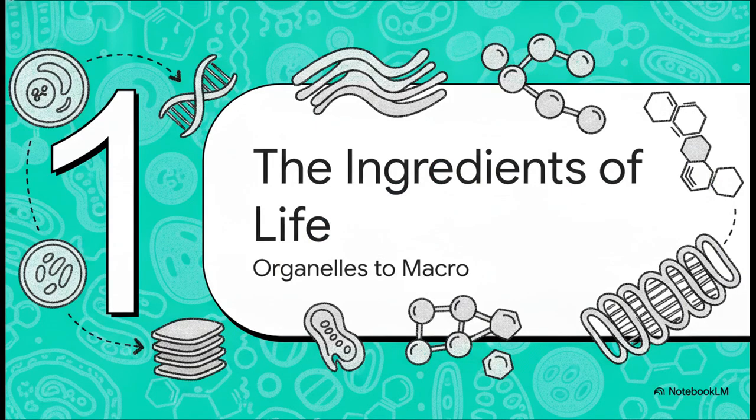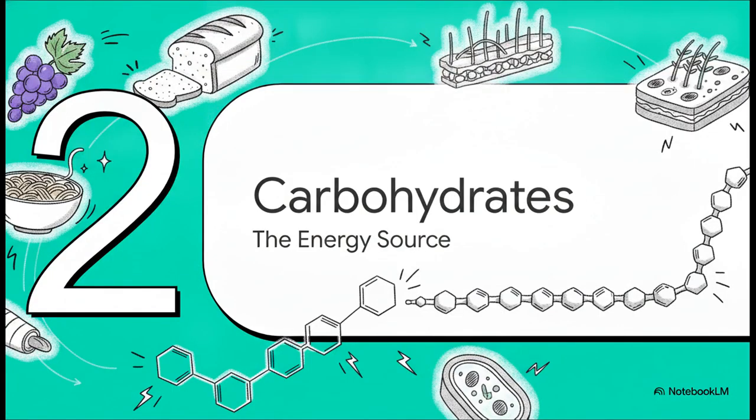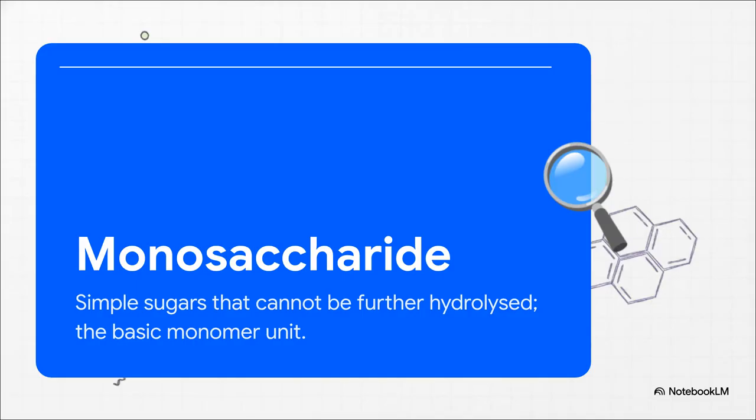Okay, Section 1, the ingredients of life. From organelles to macromolecules, let's zoom in on what actually builds our cells. Moving right along to Section 2, carbohydrates, the energy source. Now, when you hear the word carbohydrates, you probably immediately think of food. And you're absolutely right, they are our primary energy source.